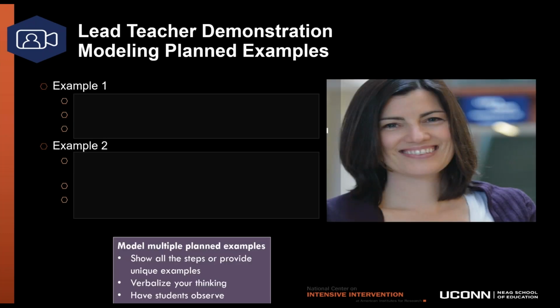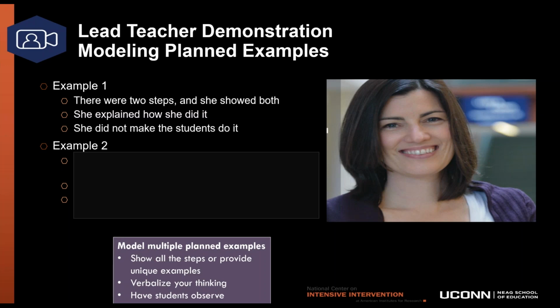Okay, so now let's take a look at those examples and contrast whether or not she met our criteria for modeling. You can see them at the bottom. In the first example, did she show all the steps? Yes, there were 2 steps and she showed both. Did she verbalize her thinking? Yes, she did that out loud for the first example. She did not continue to do that, but she didn't feel the students needed it. And then she had students observe. She did not make the students do any of the work. So that would be an example of good modeling.